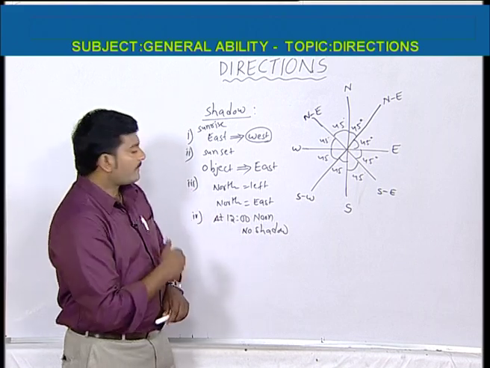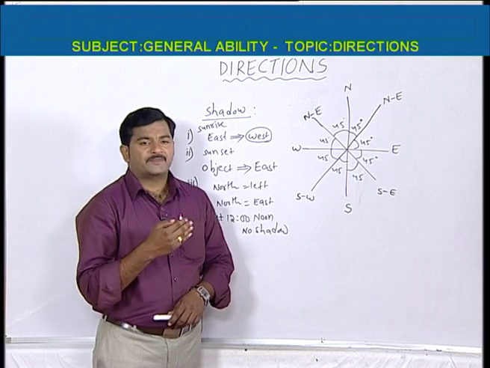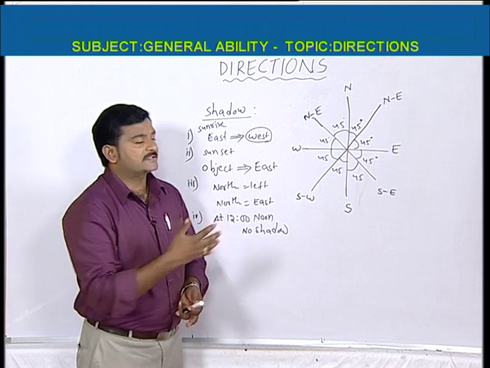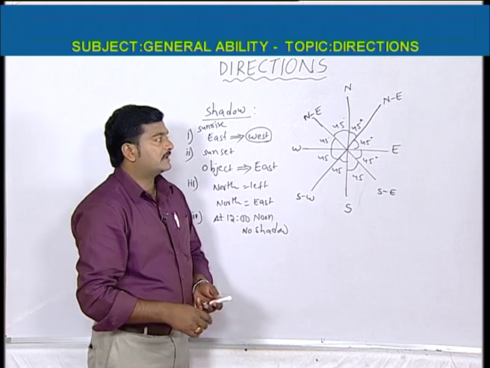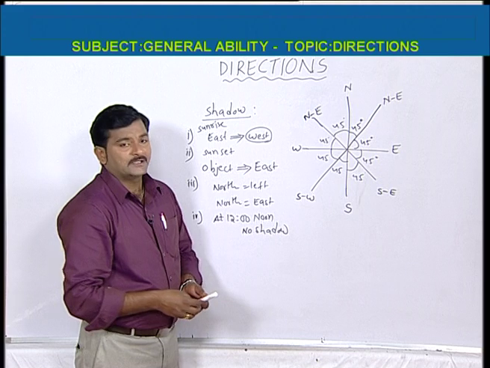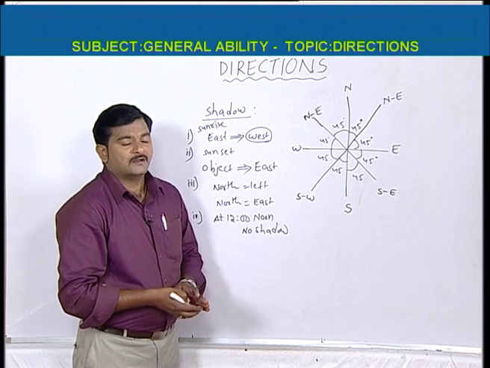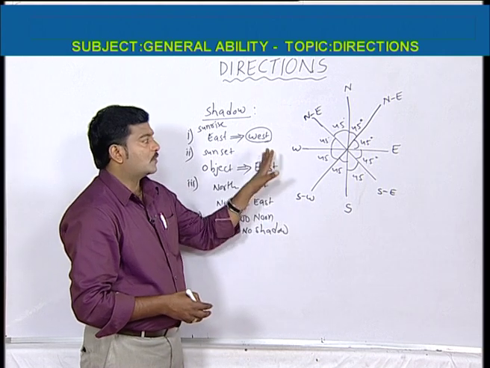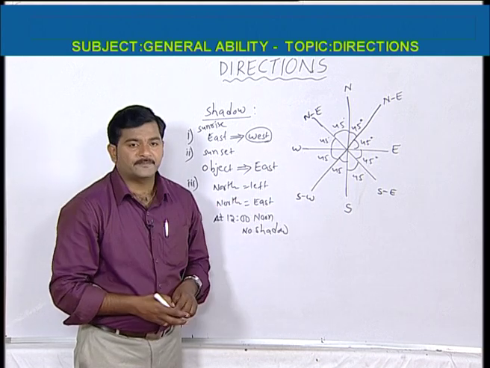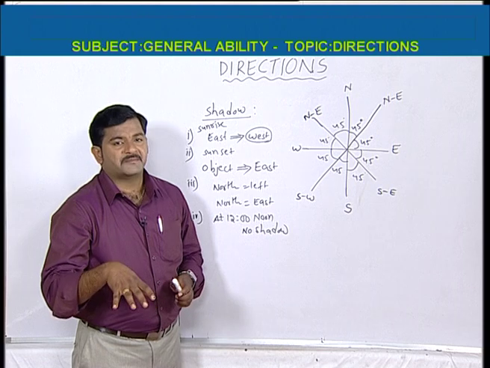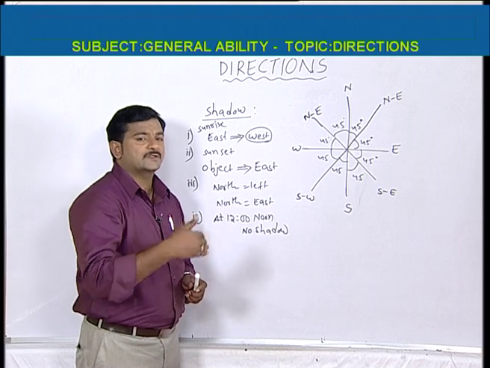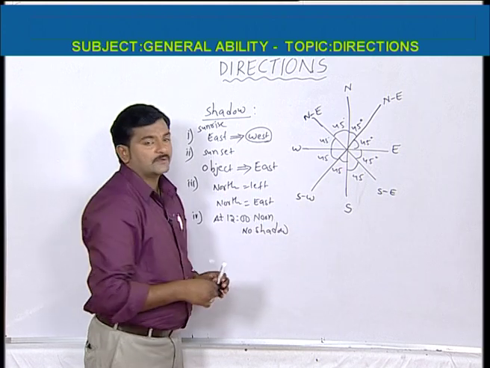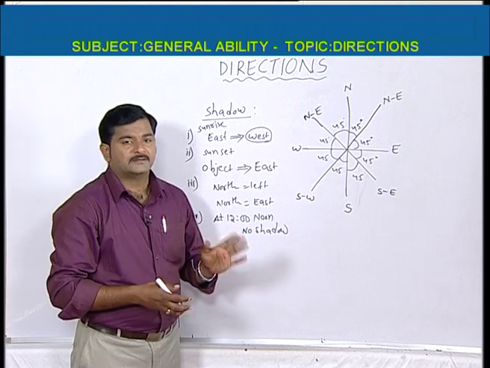And third point is, think that the person is facing towards north, or else the object is facing towards north. Then what we can say? In the morning time, the shadow of an object is always towards left. So left means what you are getting? West. And at the time of sunset, if the person is facing towards north, then his shadow will always be towards what we can say? East we can say. That is third point.